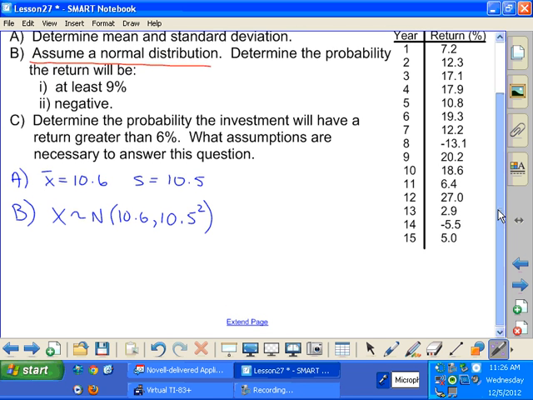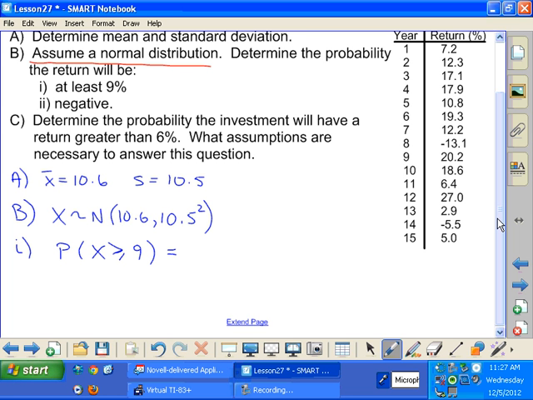So scrolling down, to determine the probability, the return will be at least 9%. So again, we are looking for the probability that our random variable will be at least 9%. So that means that it's going to be greater than or equal to 9, which translates to a z-score, and that's what we need in order to use that chart.